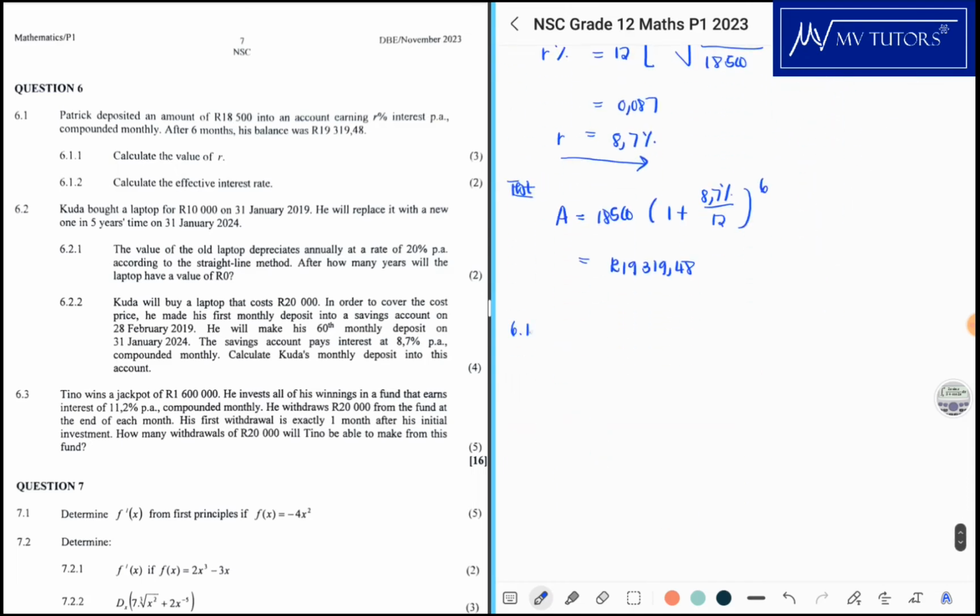Now, 6.1.2, it says calculate the effective interest rate. So the nominal is 8.7. Now we need to get the effective. Okay, please, whenever you take out a loan or you're investing, just make sure that you know whether you're dealing with nominal or you're dealing with effective. All right, so calculate the effective interest rate.